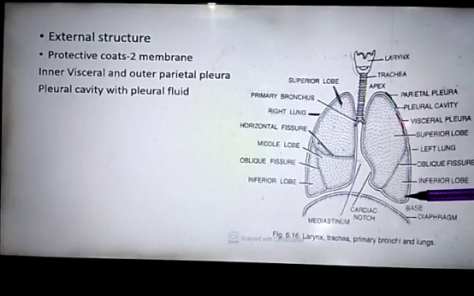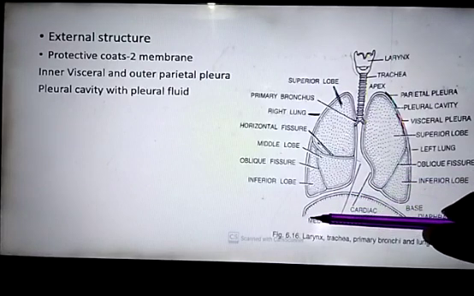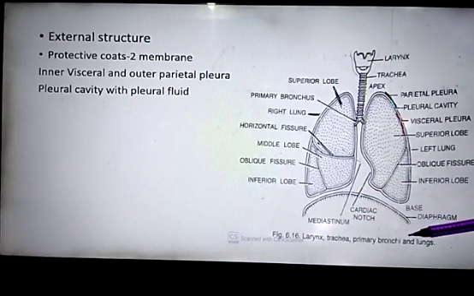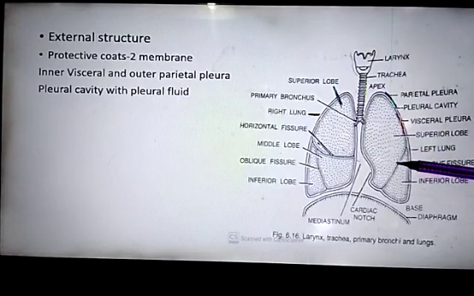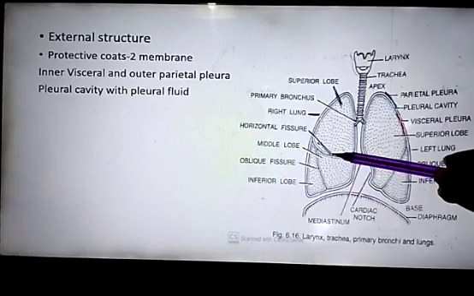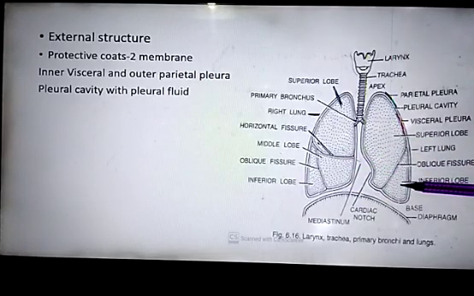Why is it concave in shape? To accommodate the diaphragm. Now, the lungs are divided externally into lobes by grooves called fissures. You can see the lines, these are known as the fissures. The lungs are divided externally, not internally. Lungs are not divided internally, only externally they are divided into lobes by grooves called fissures.